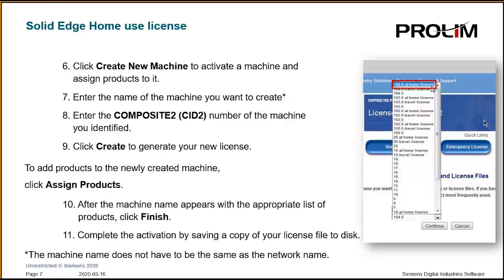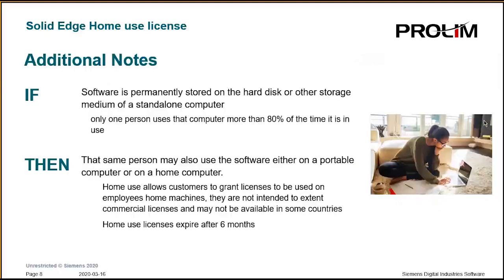And then you click create to generate your new license. To add products to the newly created machine, you click assign products. And after the machine appears with the appropriate list of products, click Finish. And to complete your activation, you save a copy of the license to your disk. You can save it even on the desktop or in a specific directory that can be accessed later.